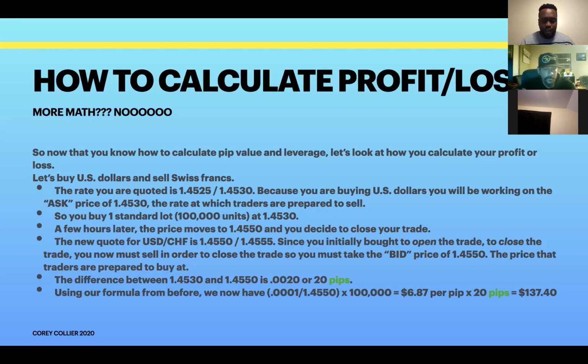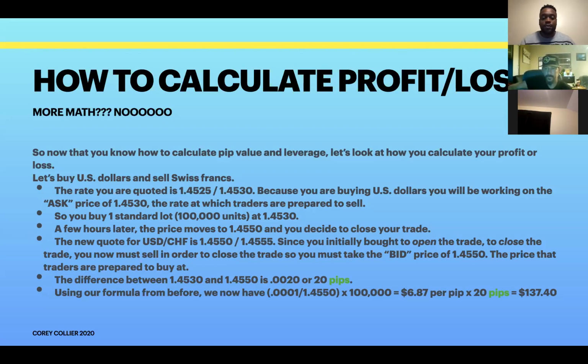I know it's worded kind of confusing, but there's math at the bottom. That's the price that traders are prepared to buy at. So we bought at 145.30. We locked in our rate at 145.30. It went up 20 pips to 145.50. Those 20 pips are our gain.